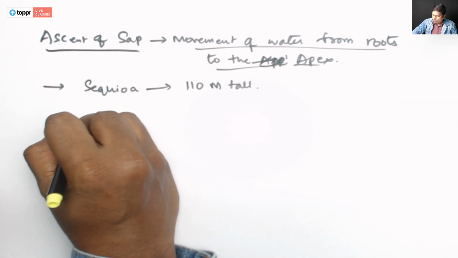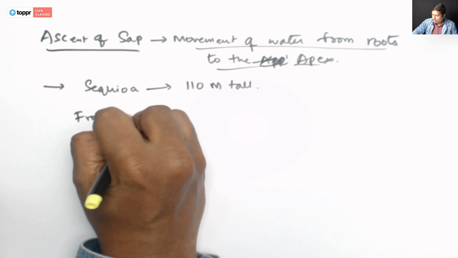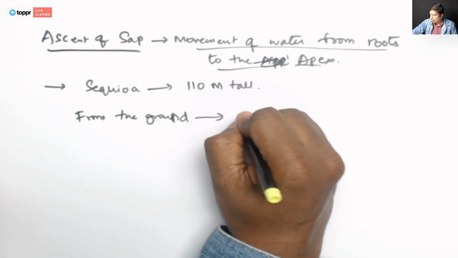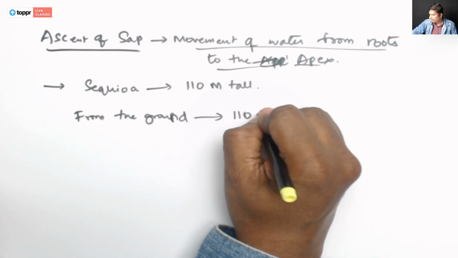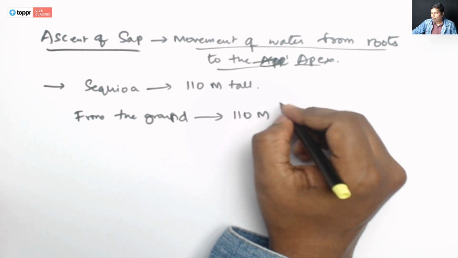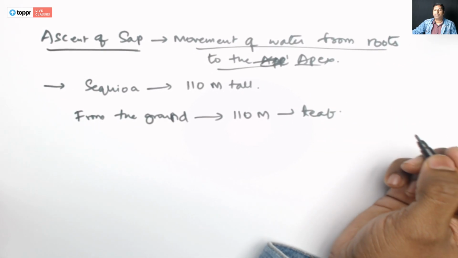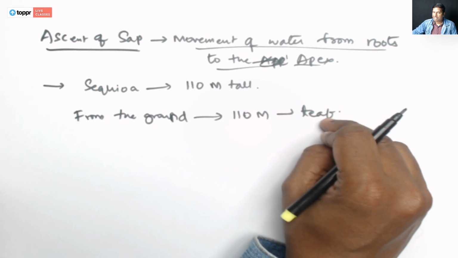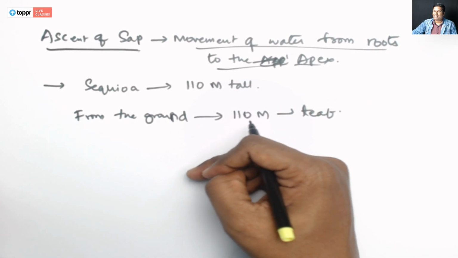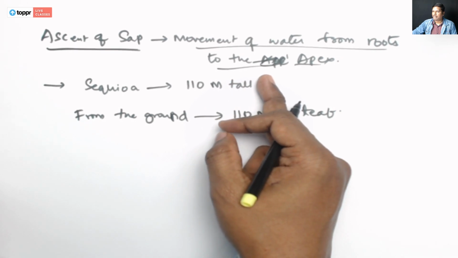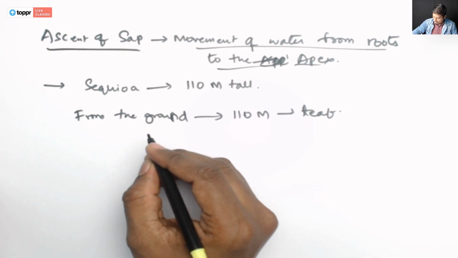So the water from the ground has to go all the way to 110 meters before it is delivered to the leaves there. So how is it actually moving against gravity and reaching the various parts of the plant? That is what we are about to discuss.